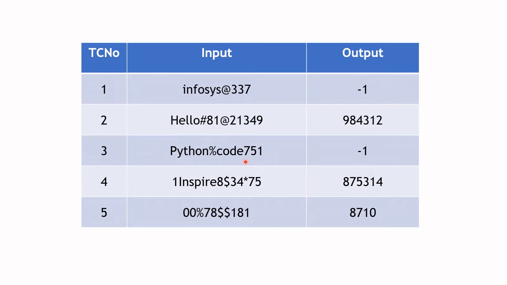These are the test cases. Here we do not have any even number, so -1. Similarly, for case 3, we do not have any even number, so -1. Cases 2, 4 and 5 have even numbers. There are repetitions which would be removed, and you would be getting the even number.